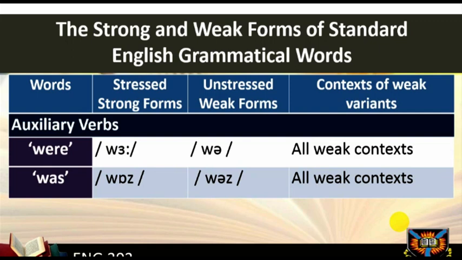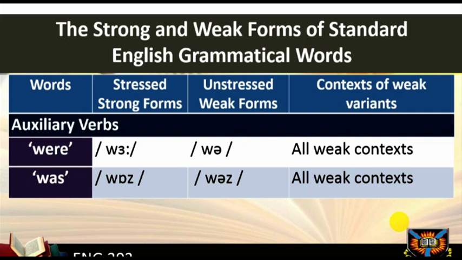Were, all weak contexts. Was, all weak contexts. Is, after p, t, k, f, theta; after vowels and voiced consonants except z, d; use after s, z, sh. Do, before vowels, before consonants. Does, all weak contexts. Am, after I, all other weak contexts. Has, after s, z, ish; after p, t, k, f, theta; all other weak contexts except at the beginning of a word group where s is used.